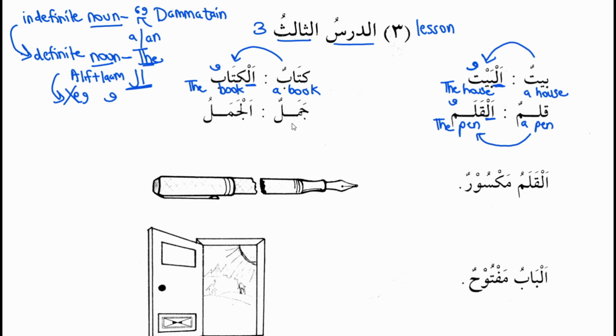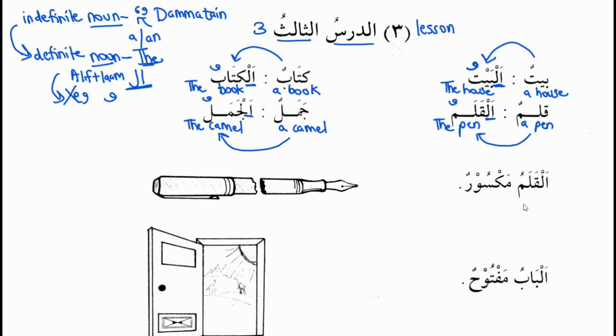Now last word here is jamalun. Jamalun means a camel. Now to convert this indefinite noun to definite, we'll add alif lam before the noun. We'll eliminate one of the dhamma, and we'll just keep one dhamma on top. So jamalun will become al jamalu, meaning the camel. Jamalun will become al jamalu, the camel.